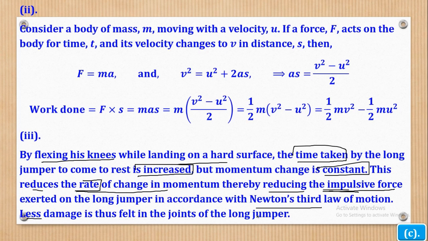Remember, Newton's third law of motion says that for every action there is an equal and opposite reaction. So when he lands with a reduced change in momentum, it implies that the reaction of the ground to the knees or to the feet of the long jumper will also reduce.